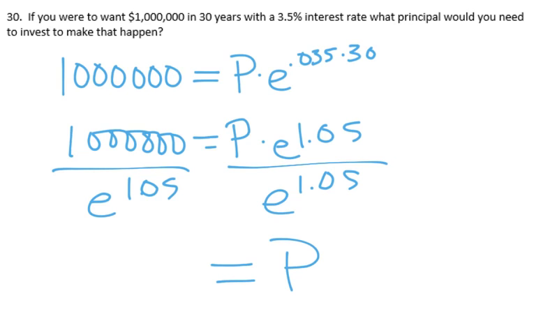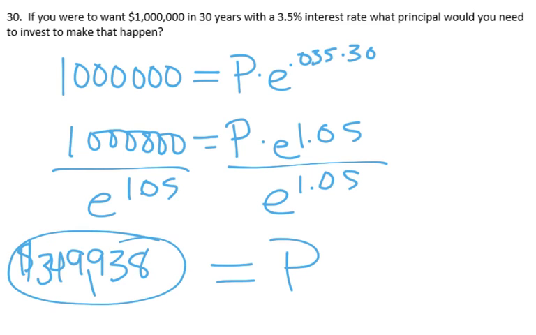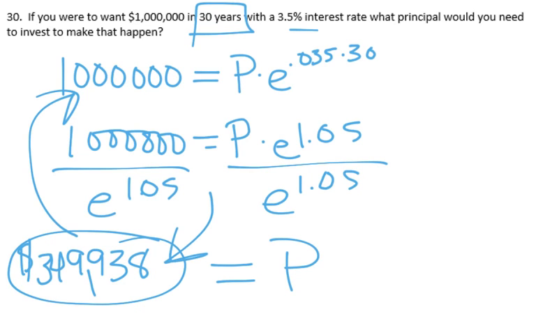We end up with $349,938, which, if you had that much to invest at a 3.5% interest rate for 30 years, you'd come home with $1 million, which wouldn't be too bad for doing nothing other than just leaving the money alone. However, I think for most of us it would be tough to leave that amount of money alone. All right, there we go.